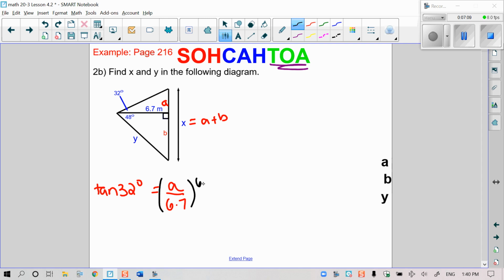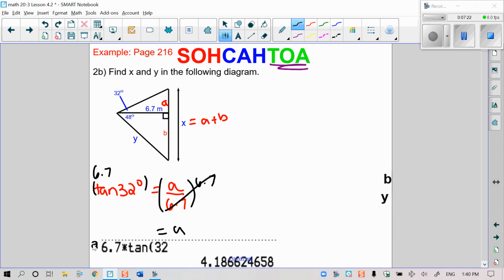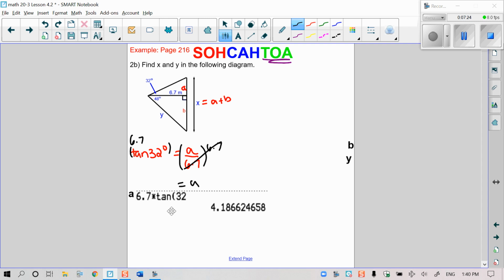So since I've divided by 6.7, I will do the opposite operation, which is multiply both sides by 6.7. So I'm going to do 6.7 times the tan of 32, and that's going to give me a. So a is 4.2. So far I know that x is 4.2 plus. Now let's figure out what b is.